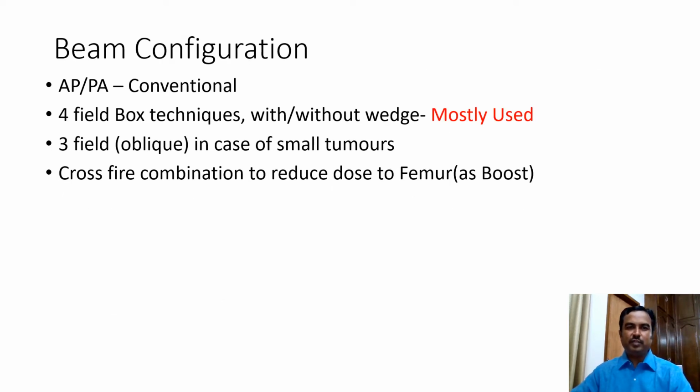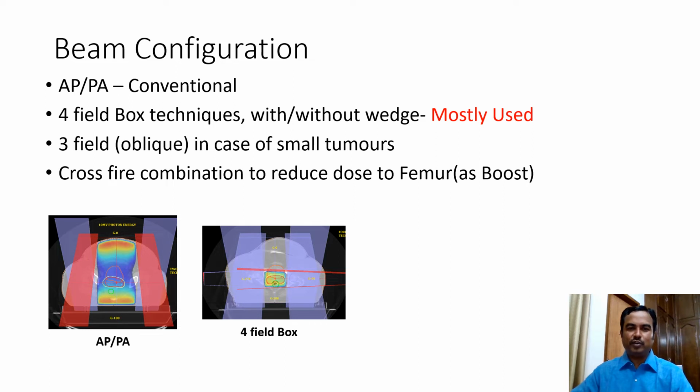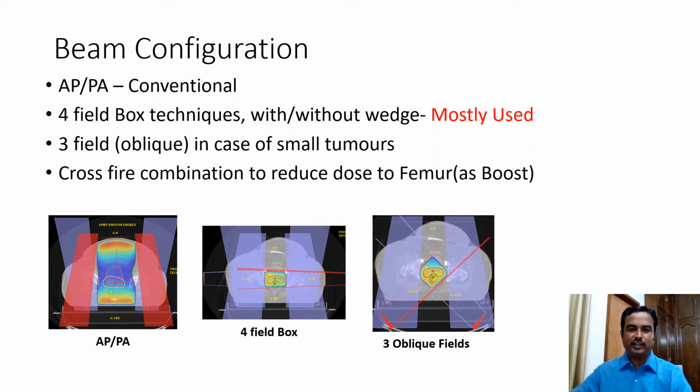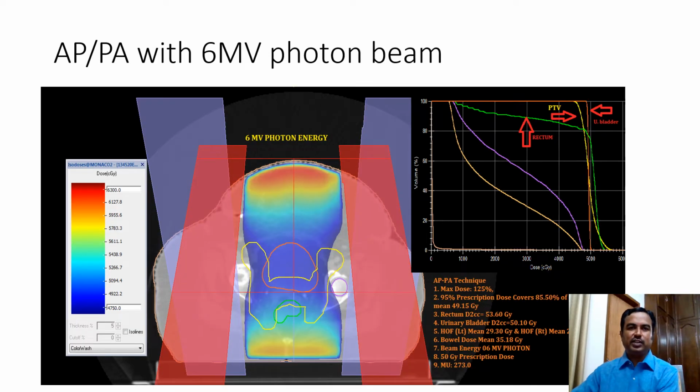If you look into the beam configuration used for 3D CRT, it varies widely. Most of the whole pelvis irradiation will be using APPA, and most of the times, as I told you, we will use the box technique for the pelvis irradiation. Very rarely, in case of smaller disease, we will use oblique fields. And in case of boost, we will be using a crossfire field technique, which helps to treat only the primary and to reduce the dose to the femur. Let us look into the details.